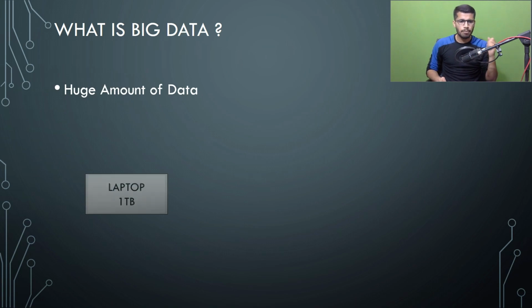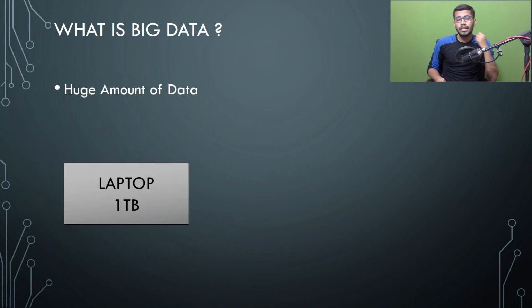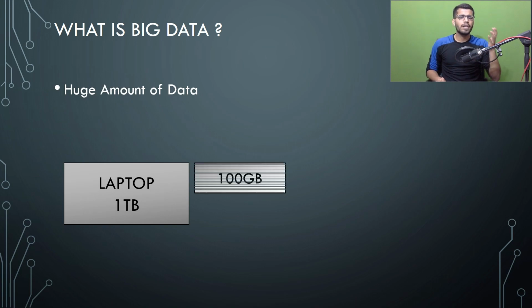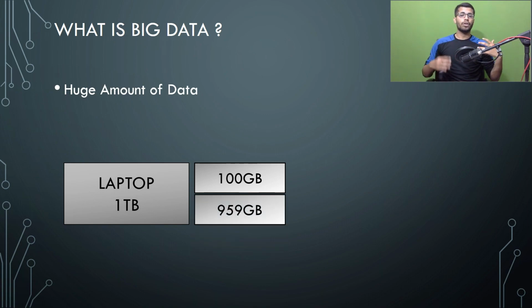Let's take a simple example. I have a laptop which has 1 terabyte of storage capacity. If I say my laptop is currently storing 100 gigabytes, then that's not at all big data for my laptop, right? However, if I say I now want to store 959 gigabytes, now each and every drive is turning red, this much amount of data, now my laptop will start facing problems because of the size of data at 959 GB. That's why 959 GB is going to be big data for my laptop.